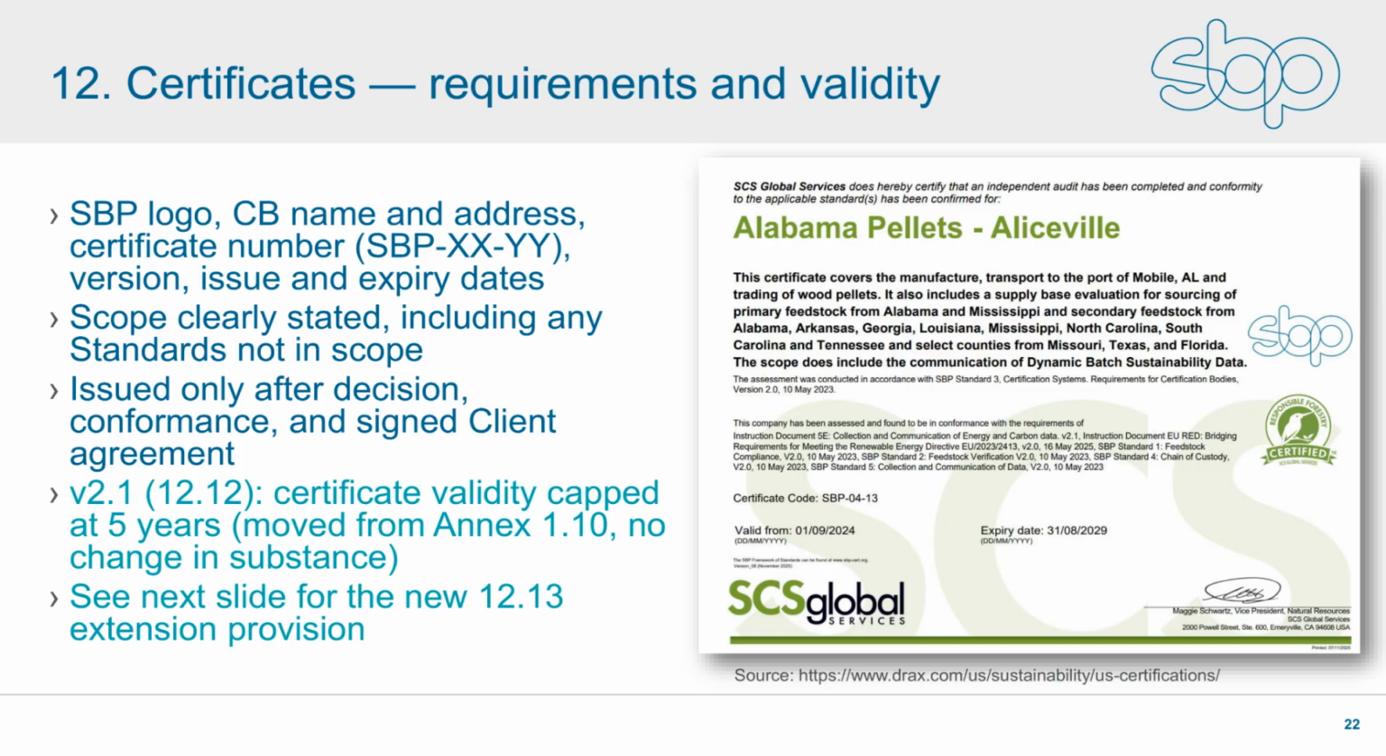Formal certification documentation is only issued after 3 conditions are met. The decision to grant or extend the scope of certification has been made, all certification requirements have been fulfilled, and the client agreement has been completed and signed. One structural change in version 2.1, indicator 12.12, the 5-year cap on certificate validity, has been moved from Annex 1 into Section 12. The substance is unchanged. Version 2.1 also adds an entirely new indicator, 12.13, which creates a narrow safety valve on that 5-year cap. We'll cover that on the next slide.